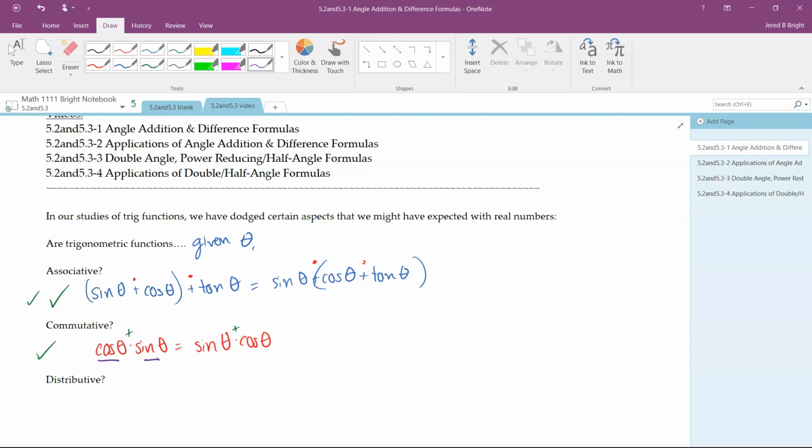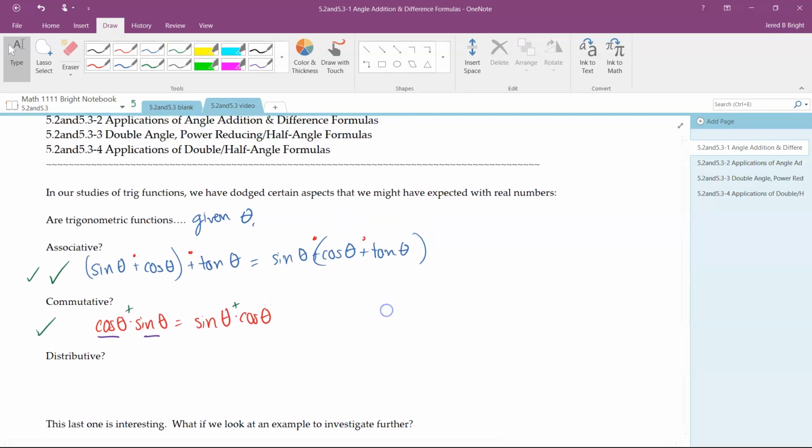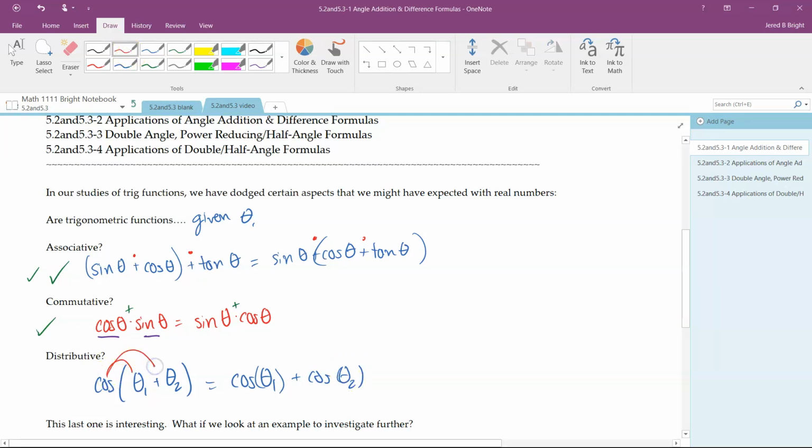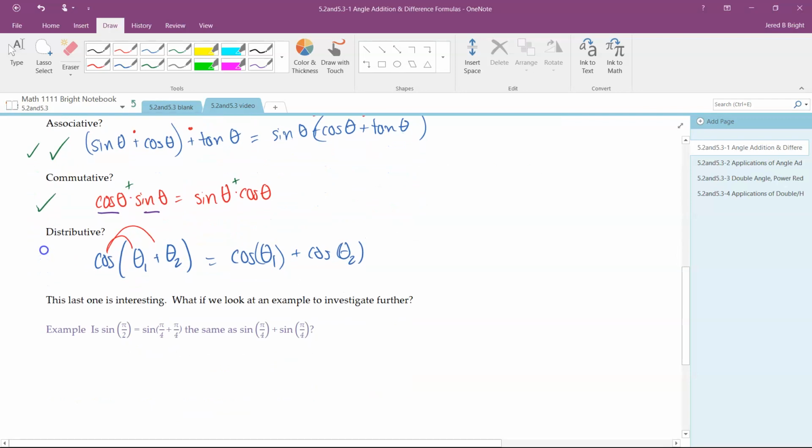Now distributive, if you don't remember quite what that one is, this is saying like if we have cosine of theta 1 plus theta 2, is that the same as cosine of theta 1 plus cosine of theta 2? So you can see I would effectively think, oh, I can distribute cosine over to each of the angles, and so is this true or is it not? I don't know. So let's look at an example.